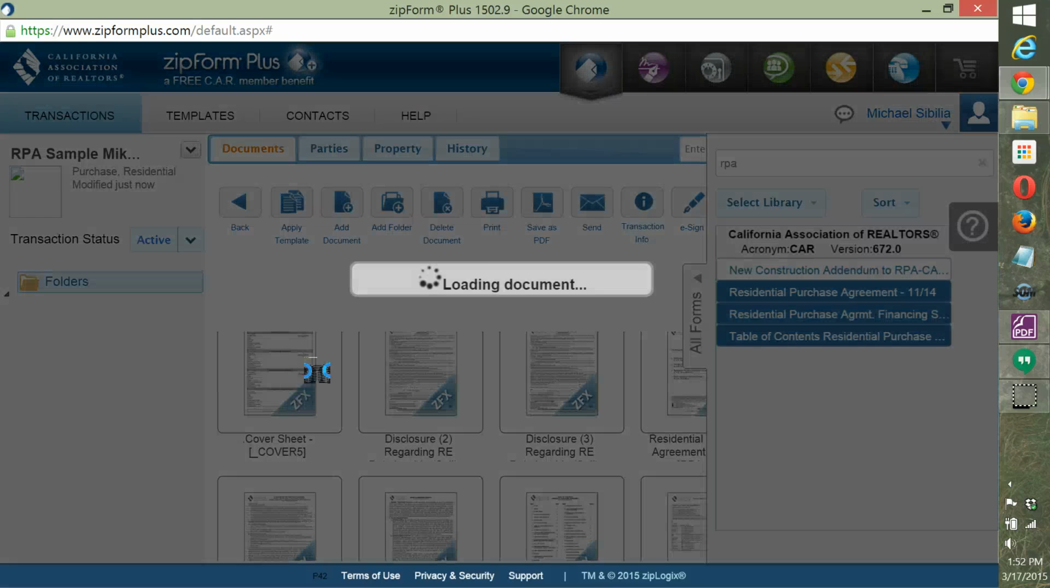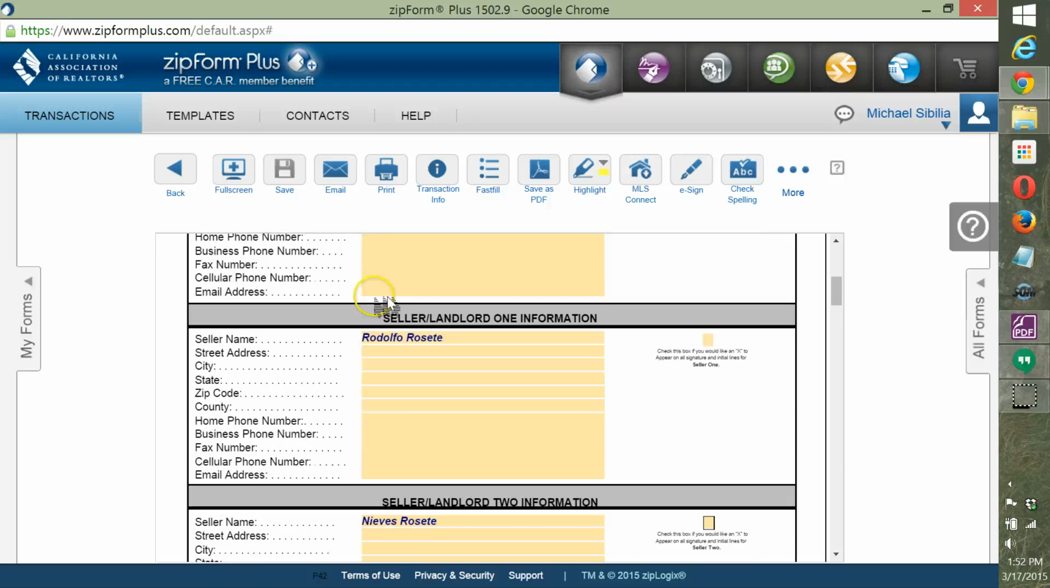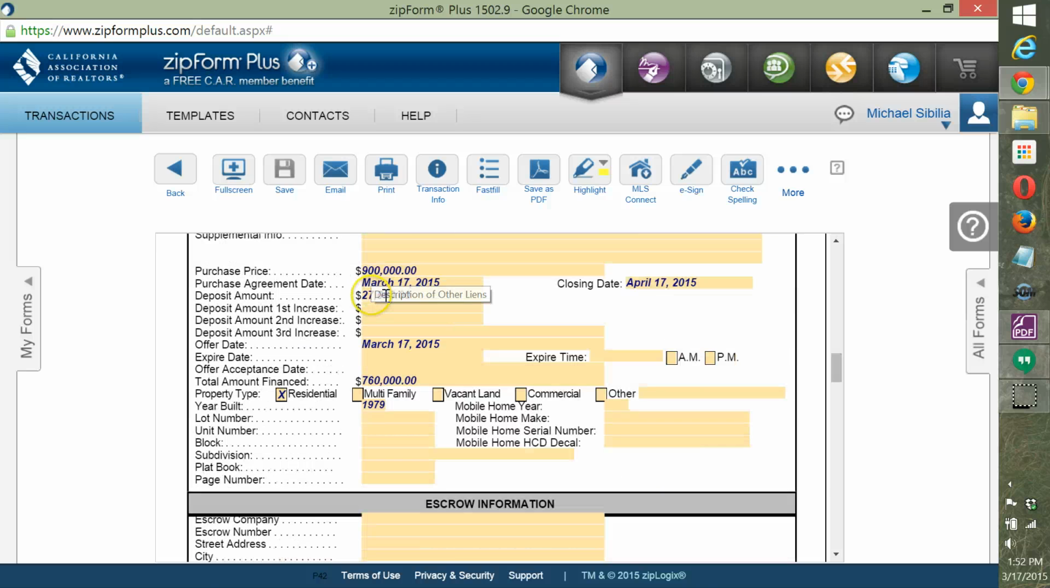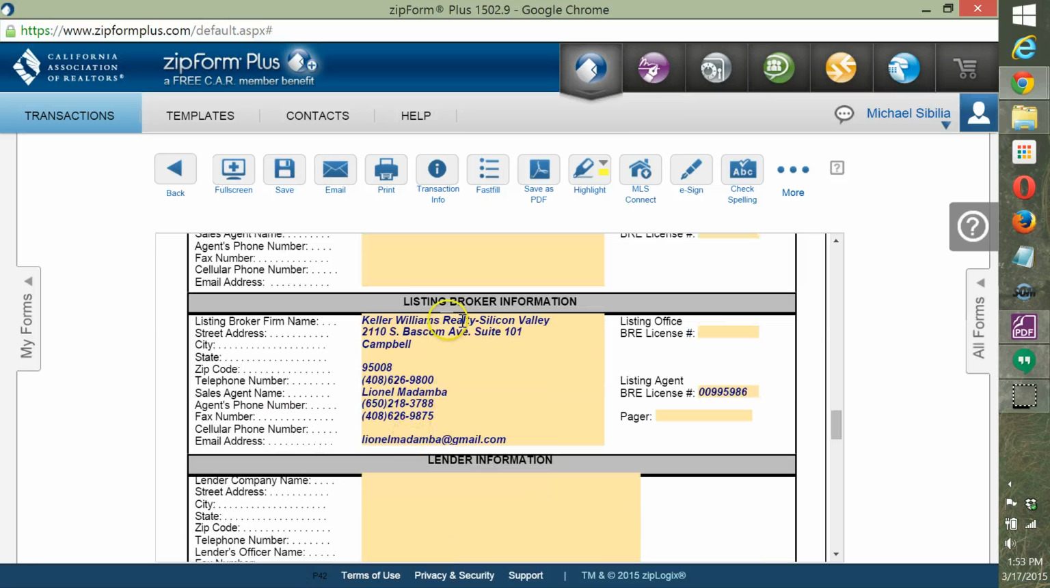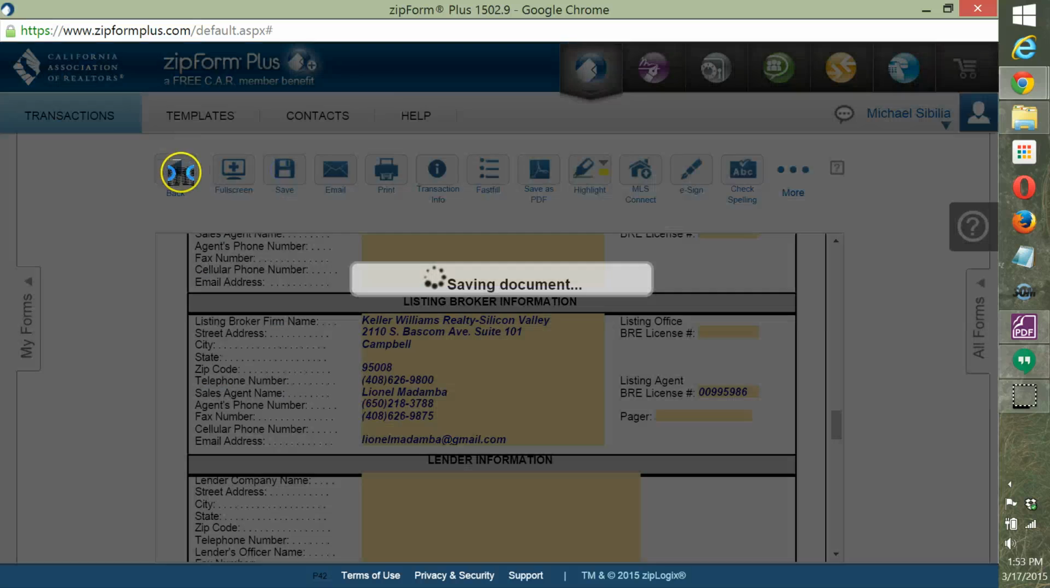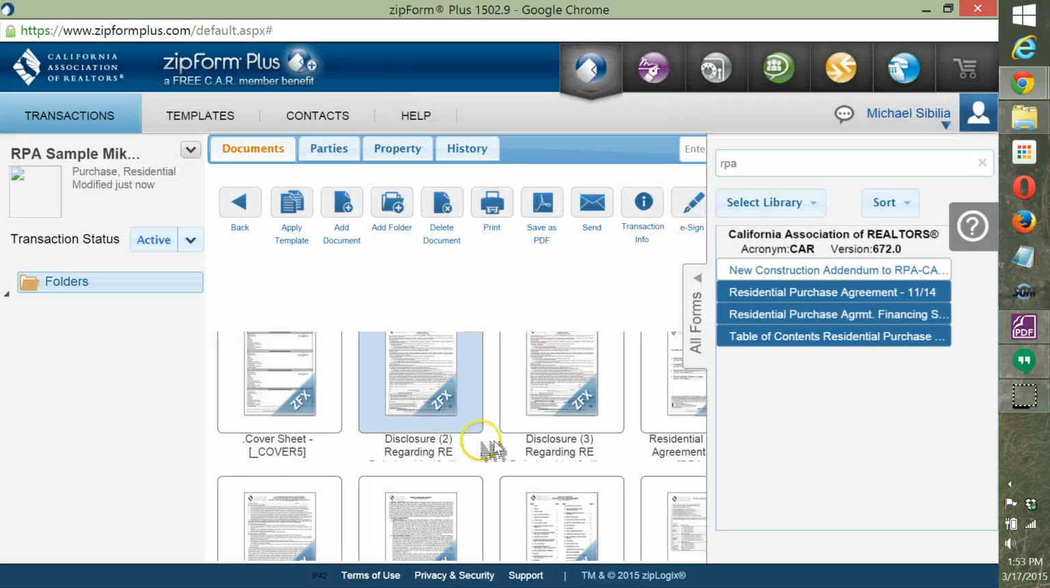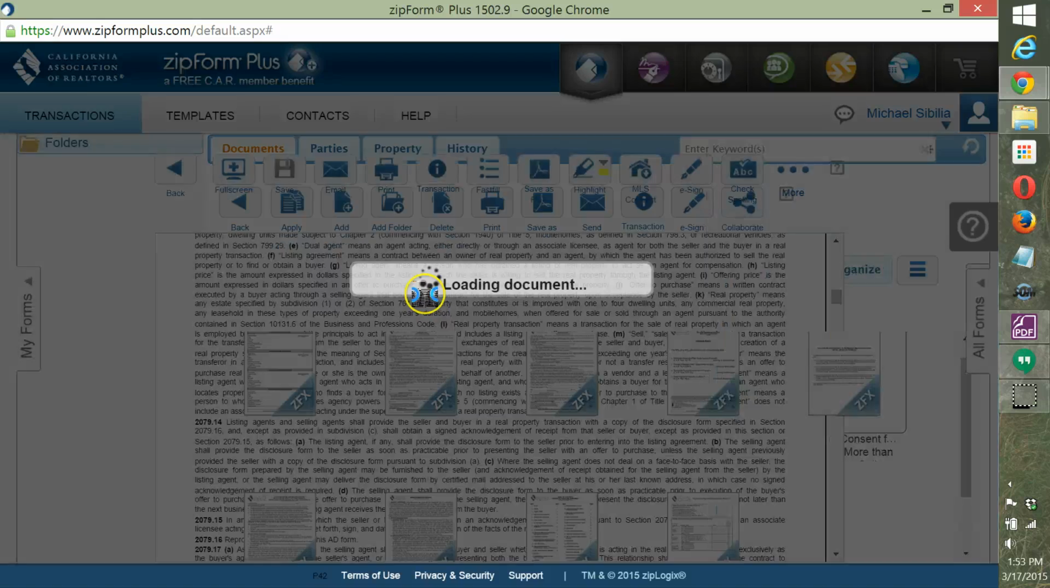So we go to the cover sheet. There's nothing like seeing it. We go to the cover sheet and we put in all right. So we put that in. We're not going to worry about all that stuff. We're going to save it. And now we're going to go back to our purchase agreement.